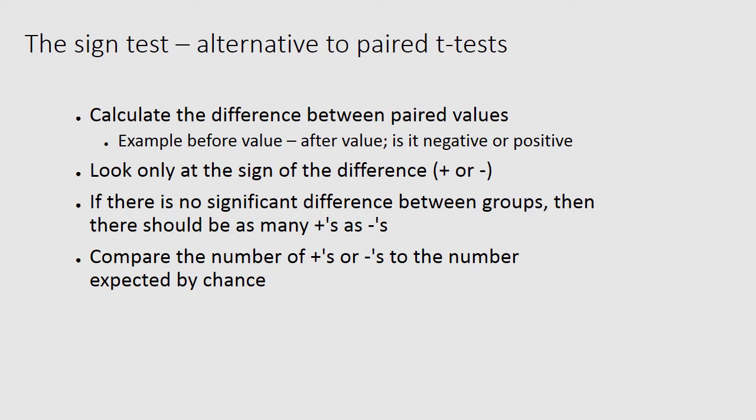If there is no significant difference between groups, then there should be as many pluses or minuses occurring in the data set. We're going to compare that number of pluses or minuses to see if what we got occurred by chance or is low chance below our alpha.